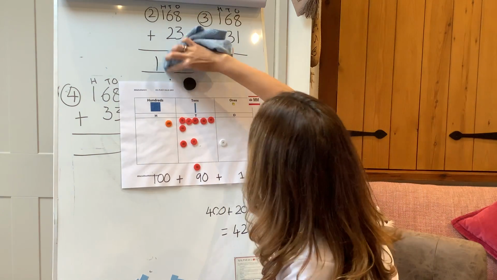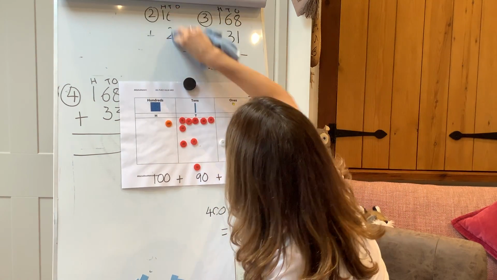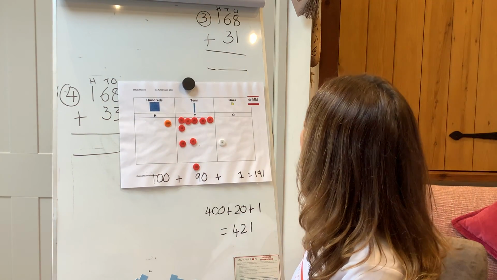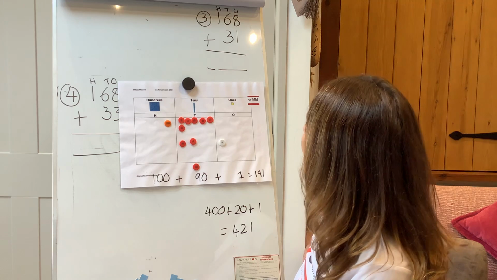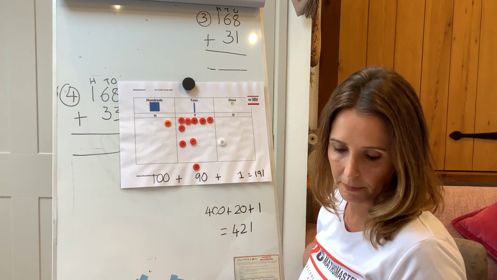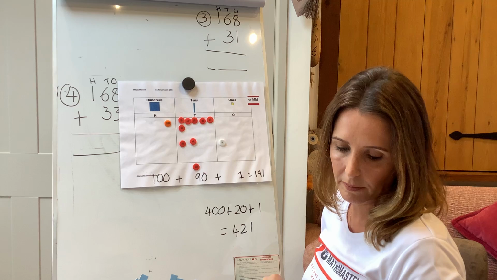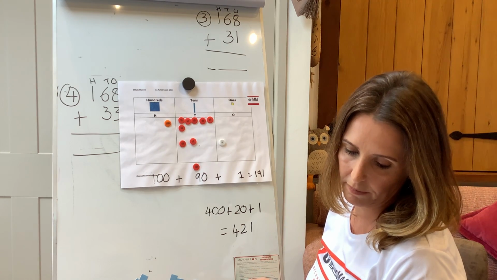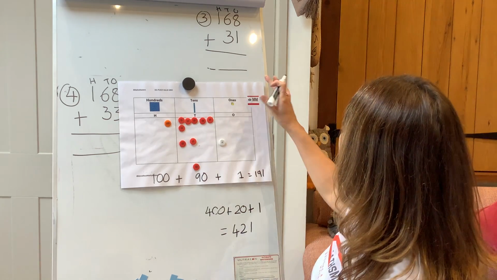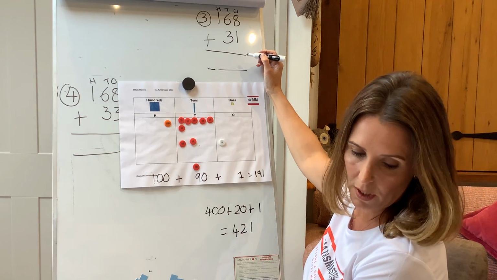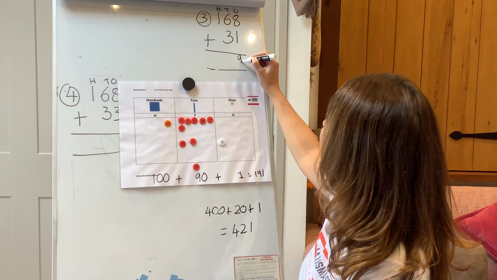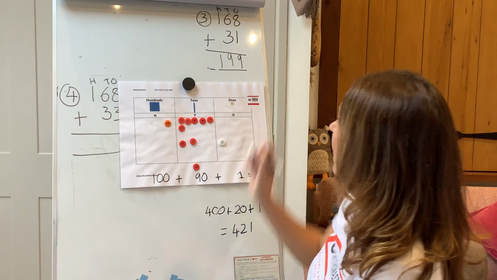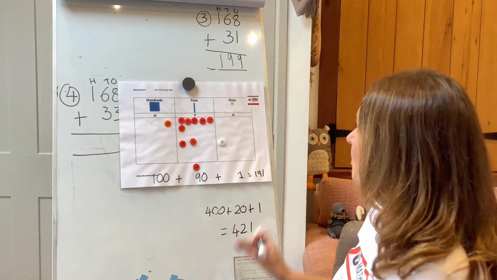Okay, now the third one, we've got our 168, and this time we're adding on 31. With this one, there's no exchange going to happen because we've got a 9 there. We've got 6 and 3 makes 9 there, and 100 and no hundreds makes 199.